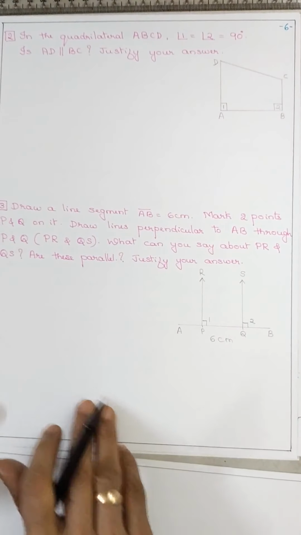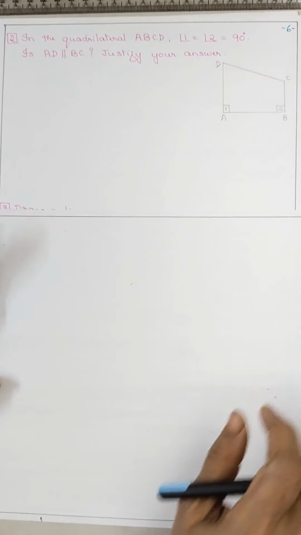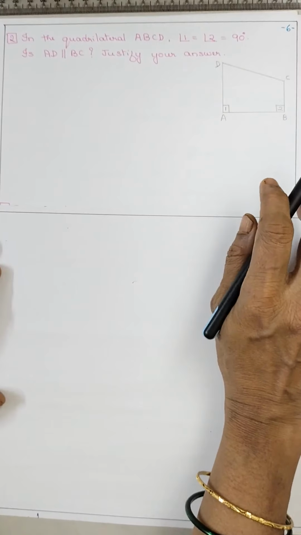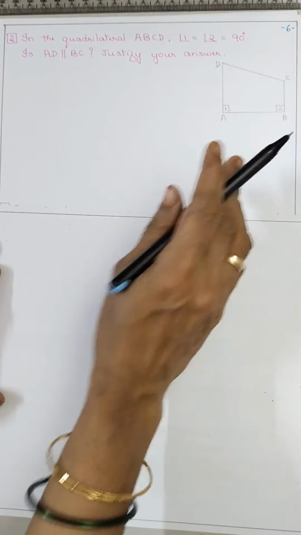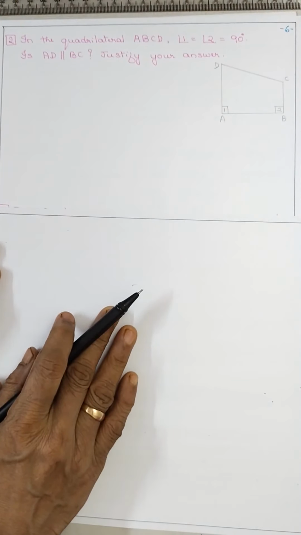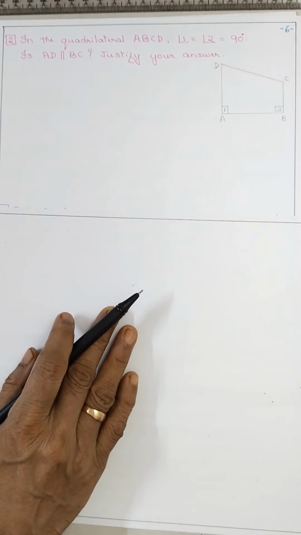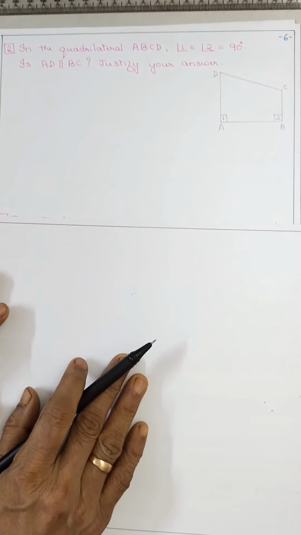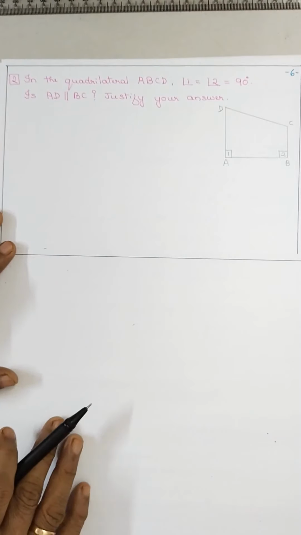Now coming to question number 2. In the quadrilateral ABCD, angle 1 and angle 2 are equal to 90 degrees. Already told that angle 1 and 2 are equal to 90. Then you have to prove whether AD is parallel to BC. Justify your answer. You have to show that they are parallel. Justify means you have to write the reason.